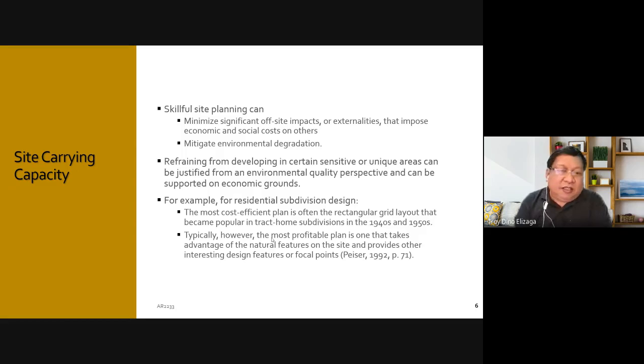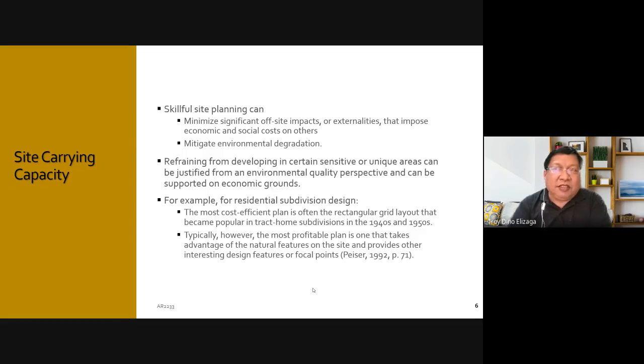For residential subdivision design, for example, it says here that the most efficient plan is often a rectangular grid layout that became popular in tract home subdivisions in the 1940s and 1950s. Typically, however, the most profitable plan is one that takes advantage of the natural features on the site that provides other interesting design features or focal point.